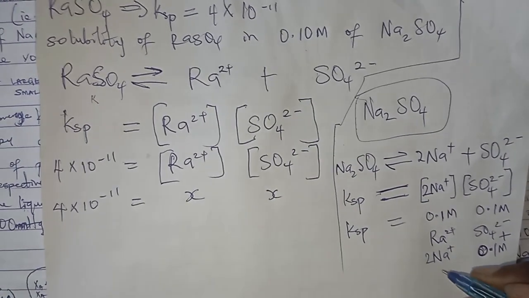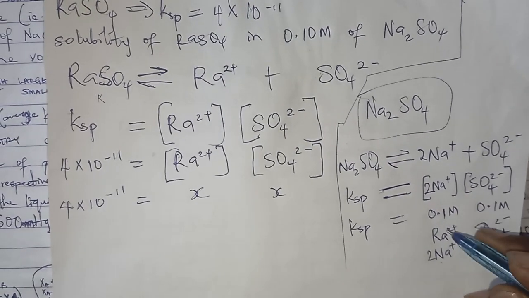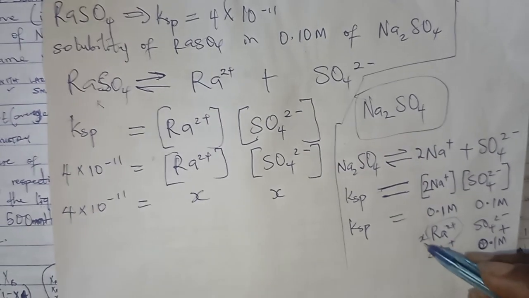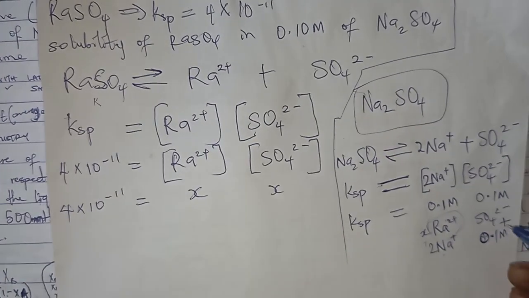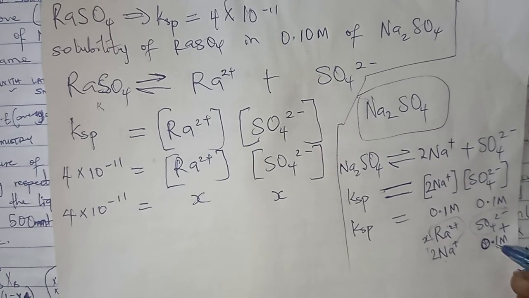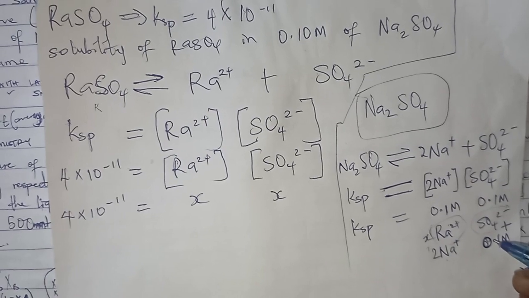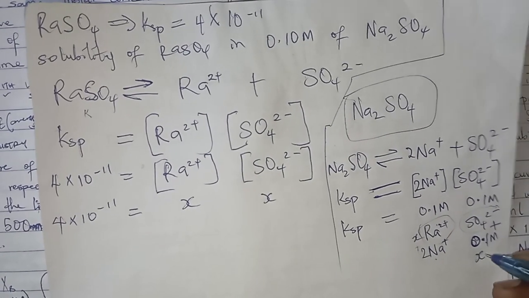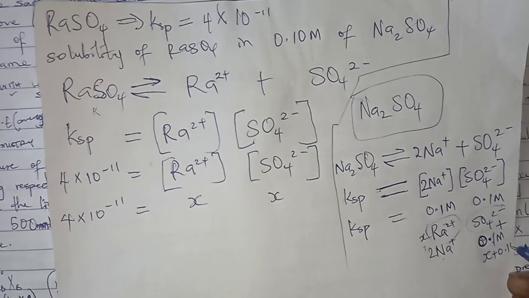So that means if I call this X, if it enters here, it will not mix with this. But if I call this SO4 2 minus, the minute it enters here, it will see another SO4 2 minus, and they will mix up fine. So if I call this X, it will now become X plus 0.1 M.